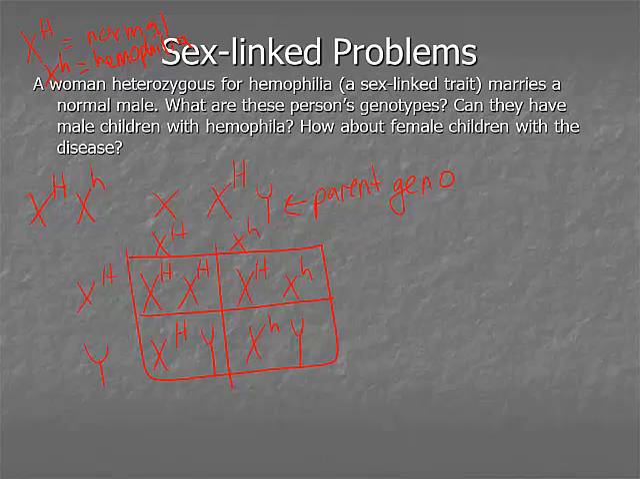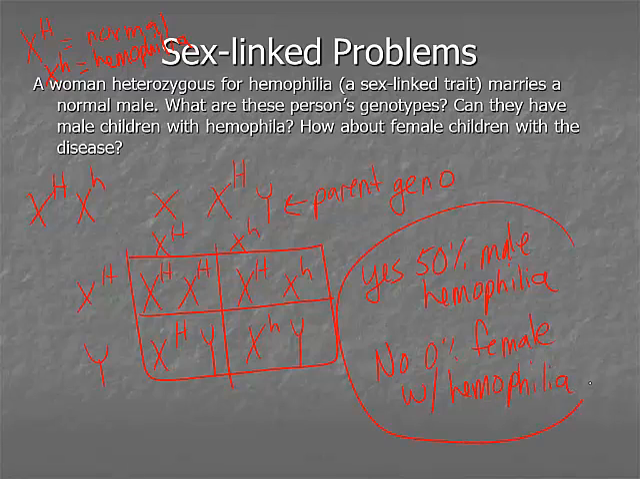Second question asks, can they have male children with hemophilia? And the answer is yes. 50% of males will have hemophilia. And the answer for females is no, 0% of females with hemophilia. We'll circle our answers. We also need to circle our parent genotypes. And we are finished.